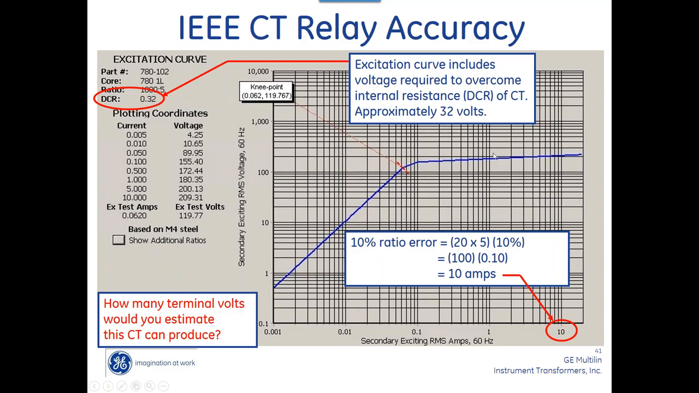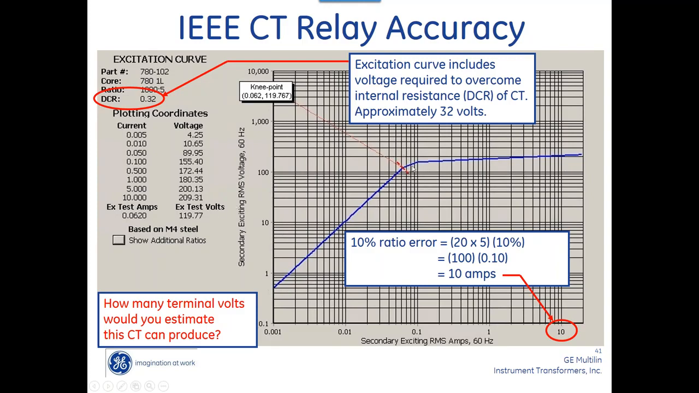No guesses? You'd guess about 200. It's a good guess, guys. It's actually at 10 times excitation. You can read over here, it's 209.31. Had to throw one trick at you. So this CT, and this is a 780 series, we actually call a C100. Even though the CT can produce 200 volts, we only rate it at 100 volts. A lot of times the manufacturers are very conservative in their ratings.